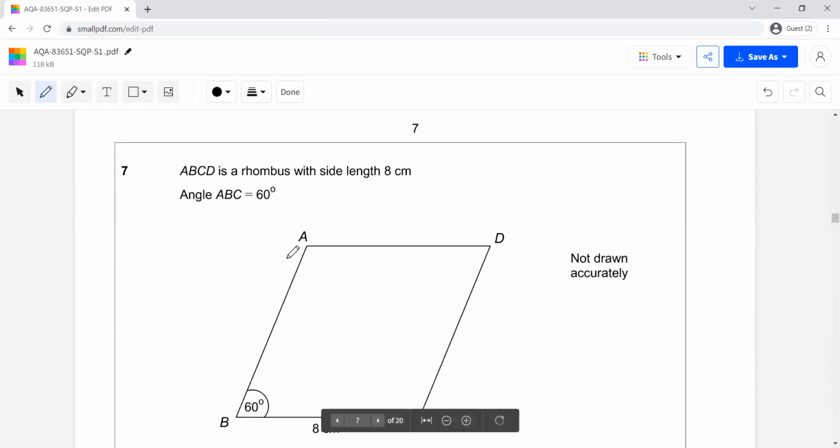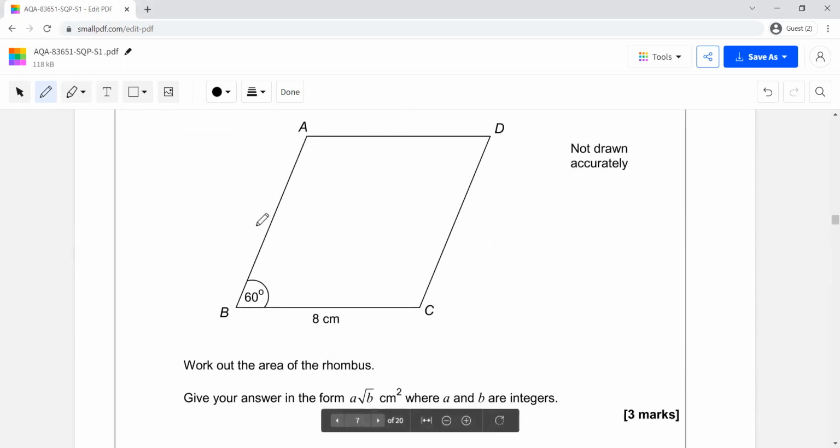Moving on, question 7. ABCD is a rhombus with side length 8 centimeters. Angle ABC is 60 degrees. Work out the area of the rhombus. Give your answer in the form A root B.